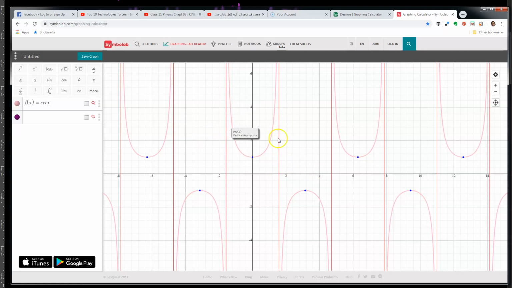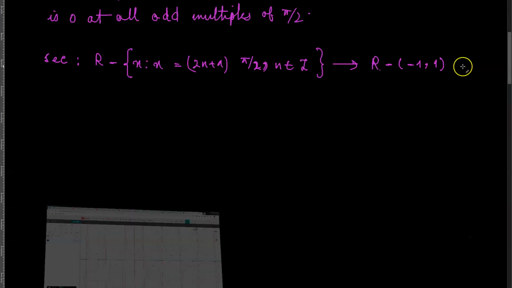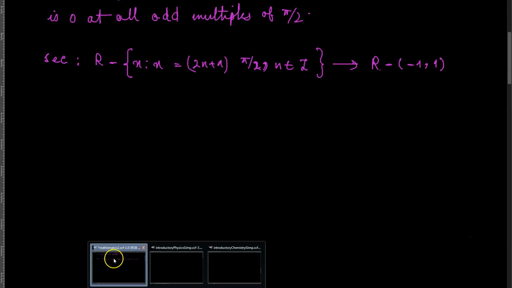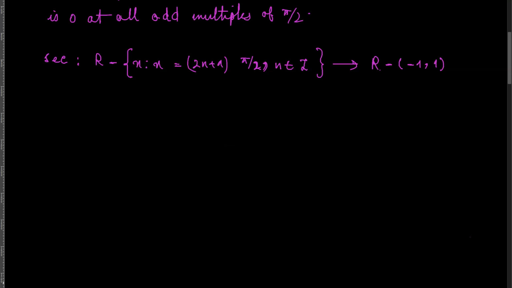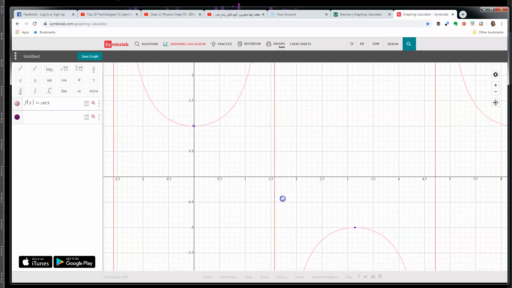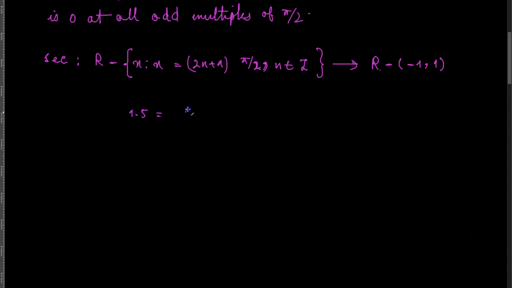And these asymptotes are exactly at the odd multiples of pi by 2. For example, you see that this is the y-axis, this is the x-axis, and this asymptote is at somewhere about 1.7. If you count, over here you have 0.5, 1, and 1.5, and this is about 1.7. Now 1.7 is the same thing as pi by 2 approximately.